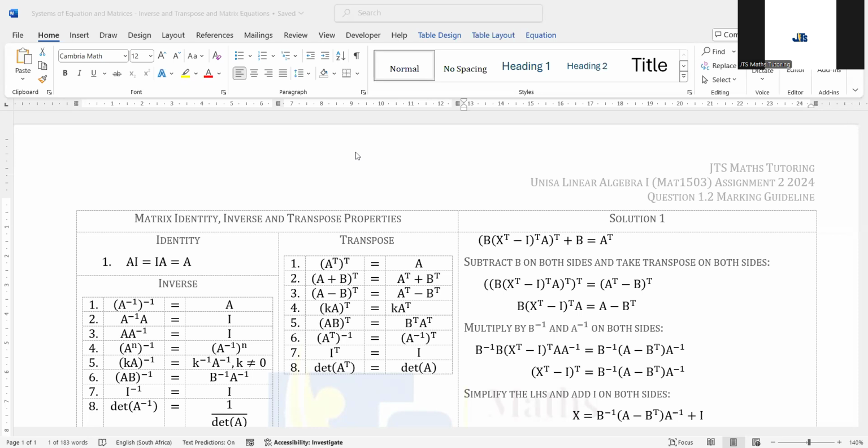Today we are continuing with solving matrix equations, and we are going to take advantage of a question that we have already looked at before, but today we're just going to make it more compact. All right, let's get going.